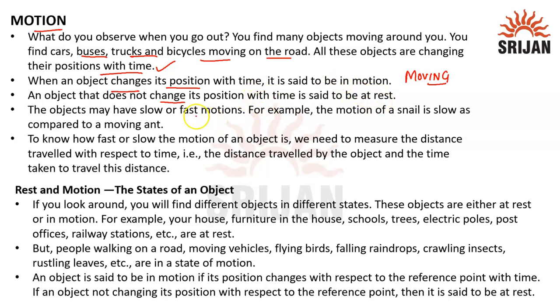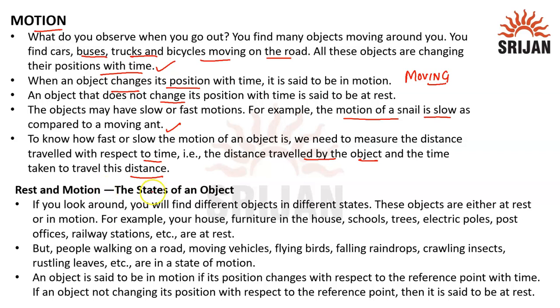Then the objects can have slow or fast motion. For example, the motion of a snail is slow as compared to a moving ant. So to know how fast or slow the motion of an object is, we need to measure the distance traveled with respect to time. That is the distance traveled by the object and the time taken to travel that particular distance. In that case, we can tell how fast or slow the object is moving.